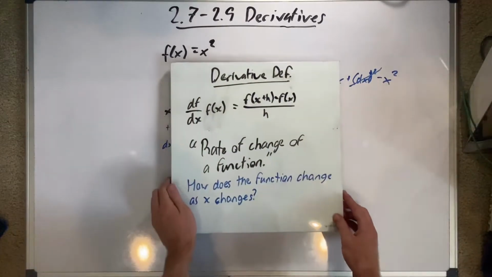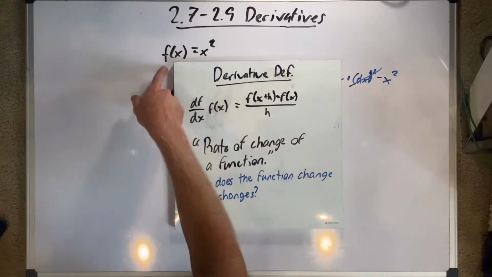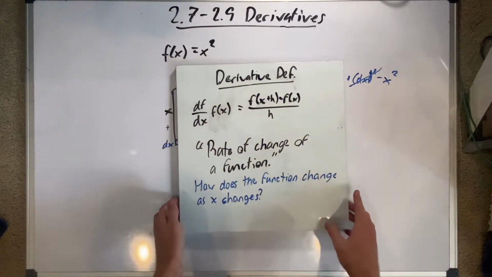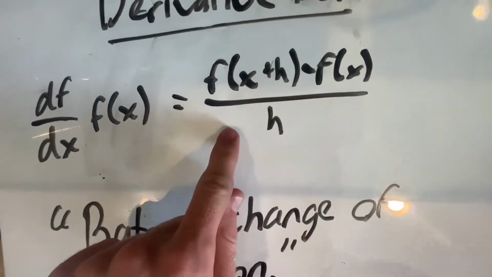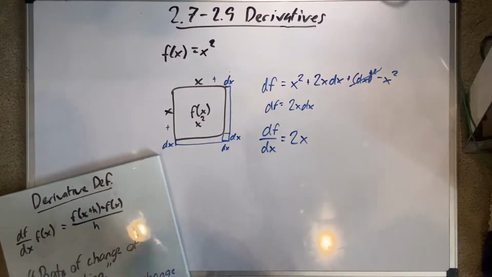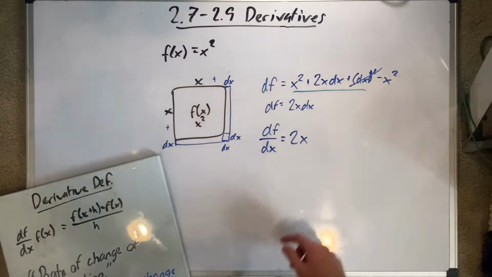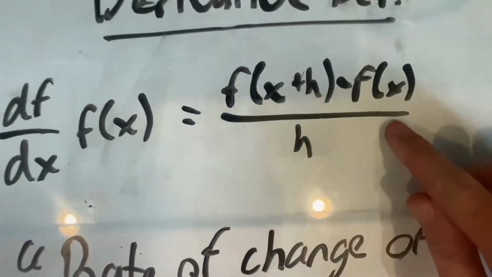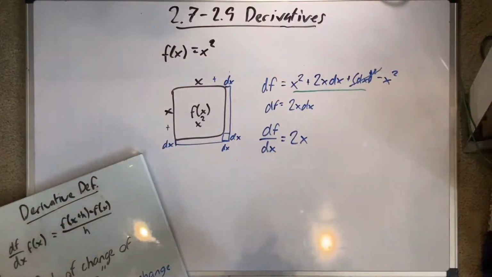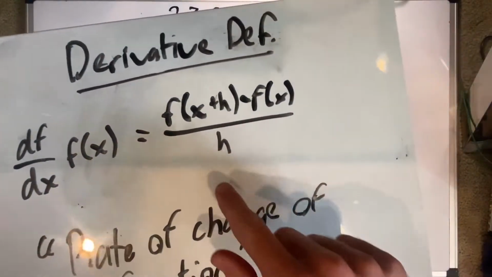So this df dx of f of x just tells us that we're finding the derivative for this function, which is equal to f of x plus h. Isn't f of x plus h just this part right here? It's the total area now that we've changed it, minus f of x. So we want the change in the area, so we're going to subtract the original area over h. Where does h come from?